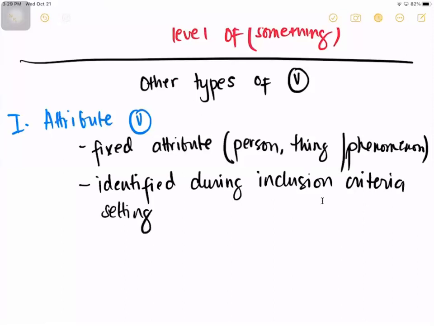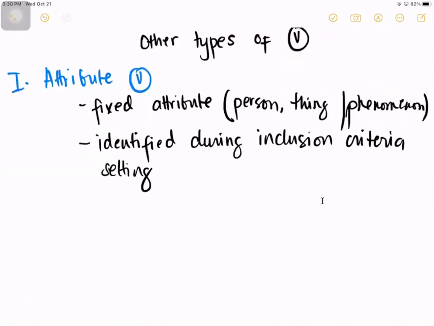When I say inclusion criteria setting, let's say I wanted to select senior high school students as my subjects or participants for the study. But we know that senior high school students may have a lot of attributes or characteristics, and you need to be specific because your goal is specific only to a certain number of attributes. So you only limit, or filter, or identify certain attributes of senior high school students that you will include in your study.